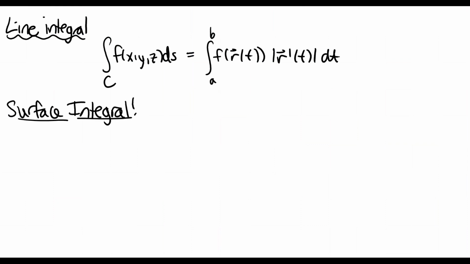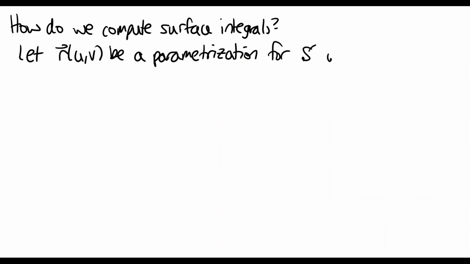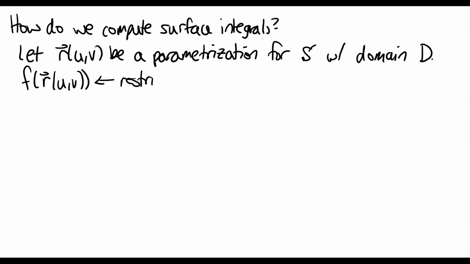This is a double integral of a function f of x, y, z over a surface S. Notice that because surfaces are two-dimensional, this creates a double integral. Again, how do we compute this? The process is similar to line integrals. We first construct a parameterization for S as r of uv, where u and v are parameters defined in some domain space D. F of r of uv restricts our function f to the surface S.